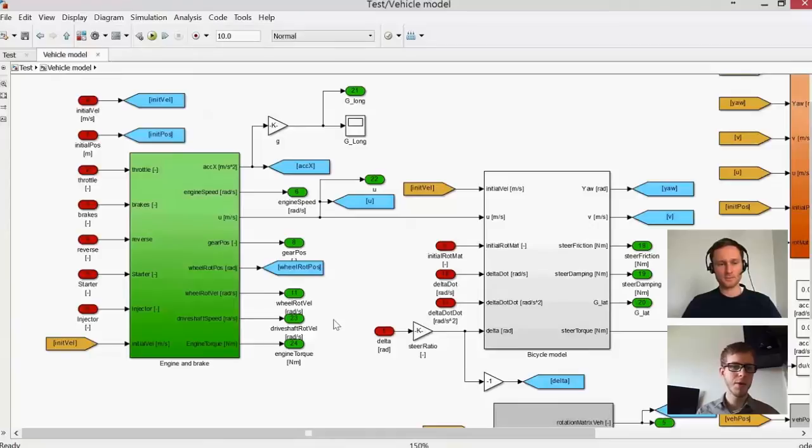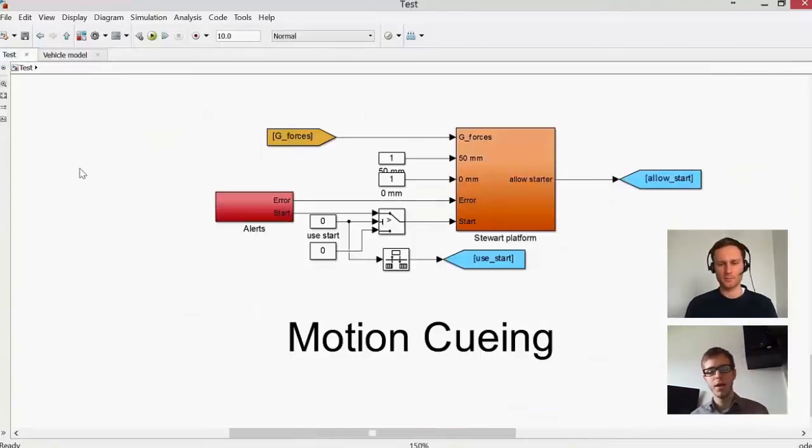Yeah, sure. Maybe you want to see the motion cueing. Exactly. Well, this would be very interesting. What you see here is a quite limited model.